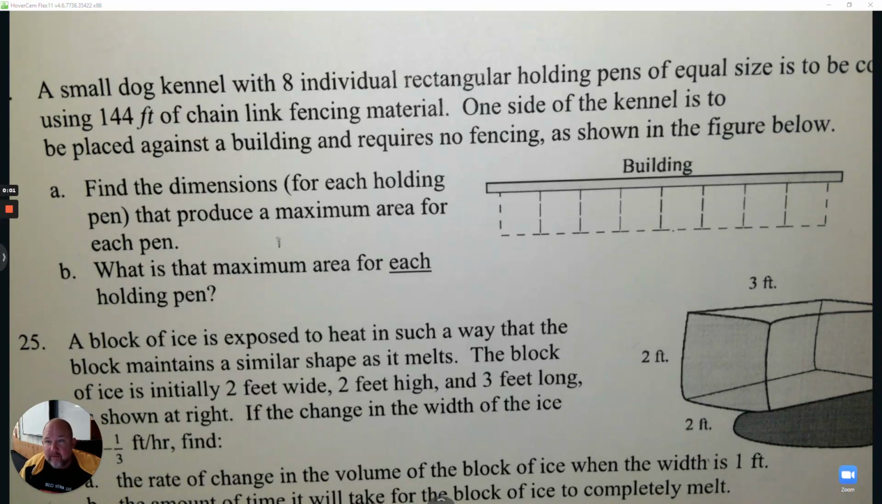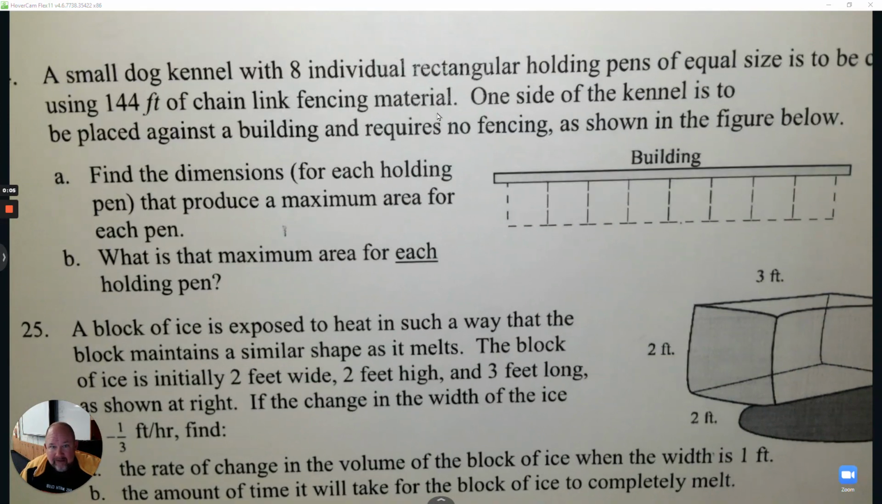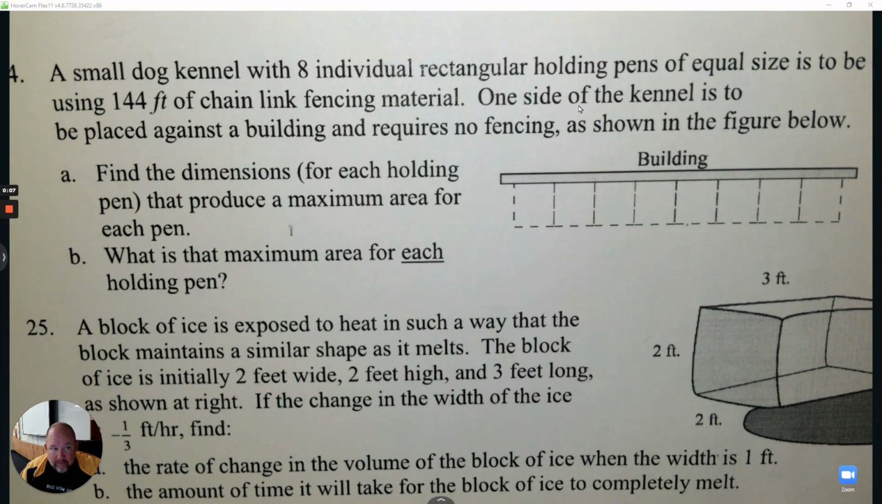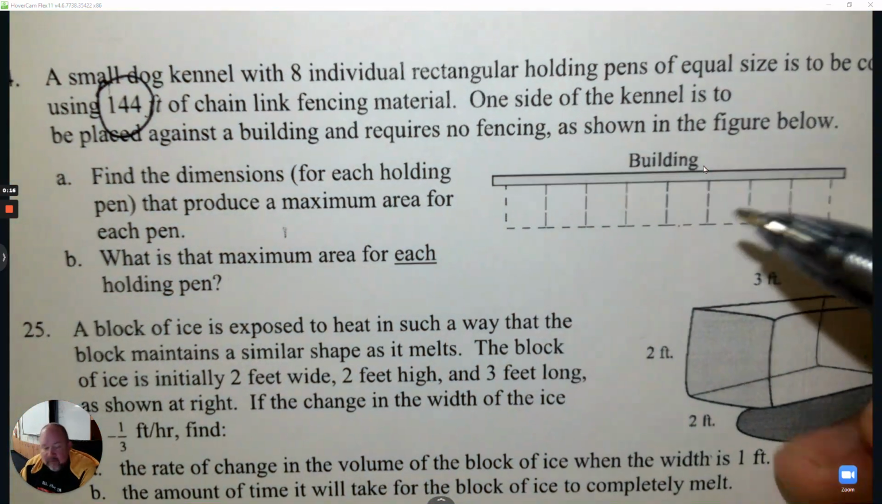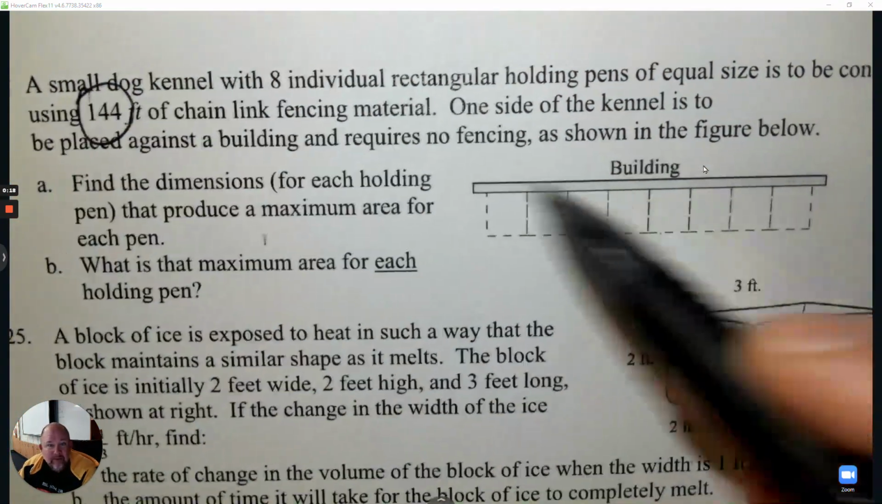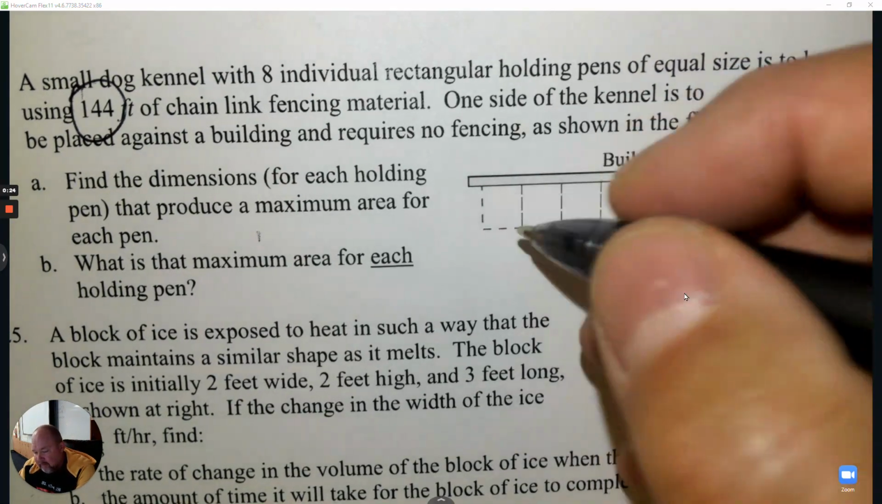All right, let's finish off this assignment. 24. A small dog kennel has 8 individual rectangle holding pens of equal size to be constructed using 144 feet of chain. One side of the kennel is to be placed against a building, so there's no fencing needed there. Find the dimensions that produce a maximum area. So this is an optimization question.